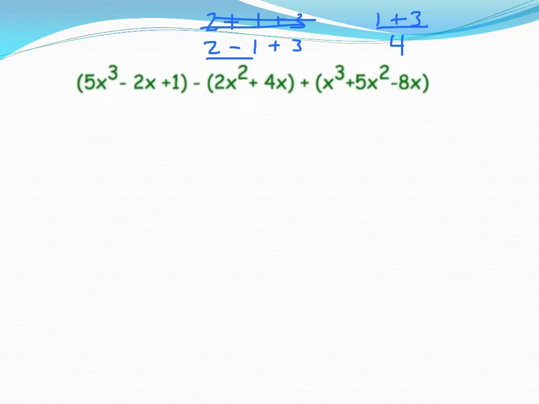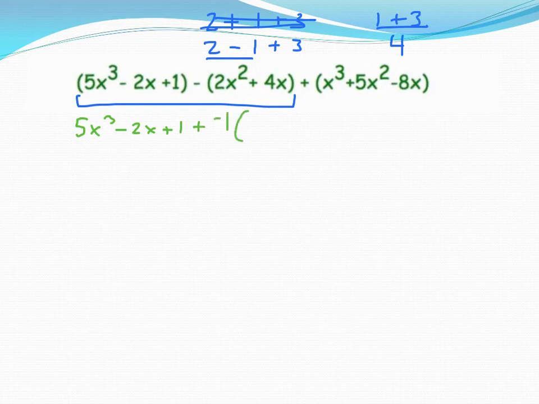So when I do this first, let's start with the first 2. I have 5x to the 3rd minus 2x plus 1 minus the binomial of 2x squared plus 4x. So what do I do here again? Just like the last example, 5x to the 3rd minus 2x plus 1, I'm going to add to it the negative 1 of 2x squared plus 4x.